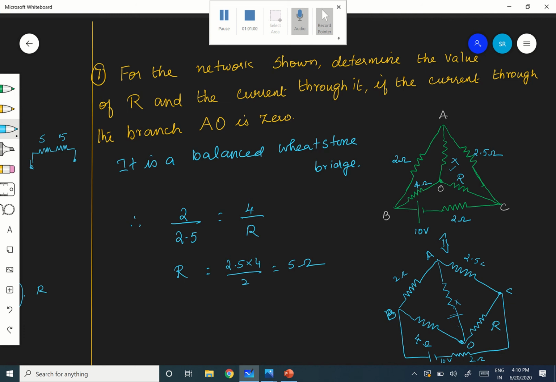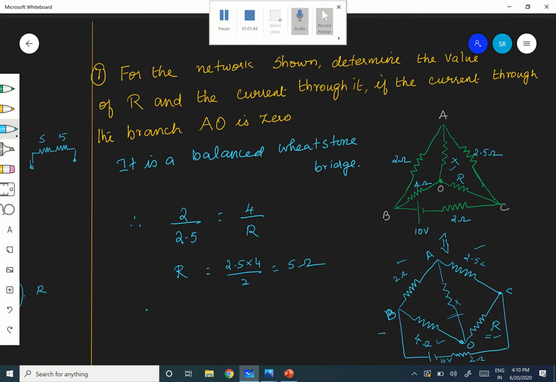Now, R is 5 ohm, you know. Once again, because AO is ineffective, 2 and 2.5 are in series, 4 and this R, that is 5 ohm, are in series, and that combination is parallel. Same type of problem we have seen once again. These two series combinations are in parallel. Are you following?